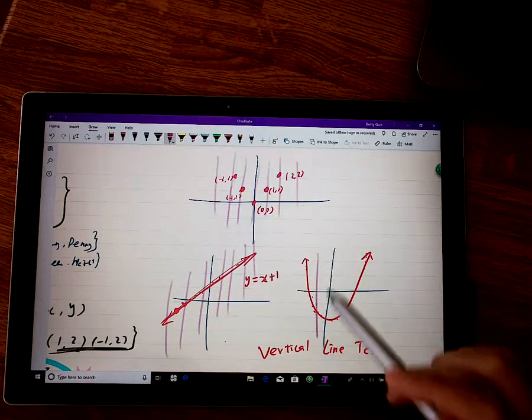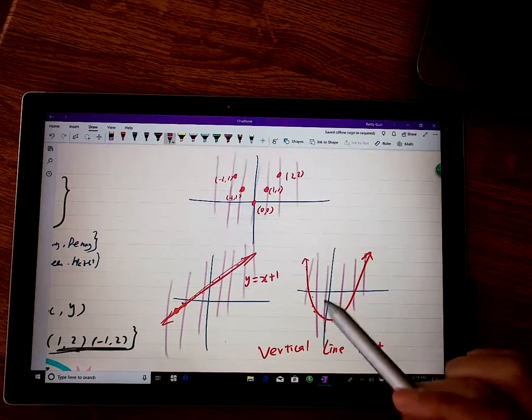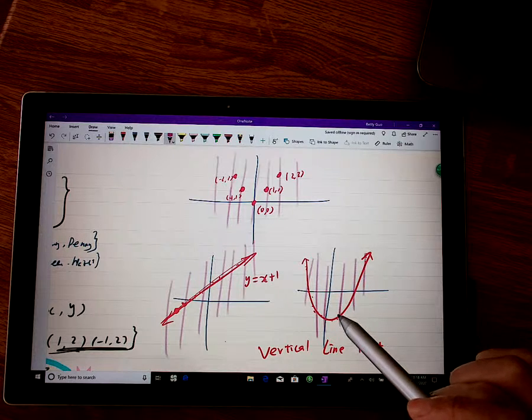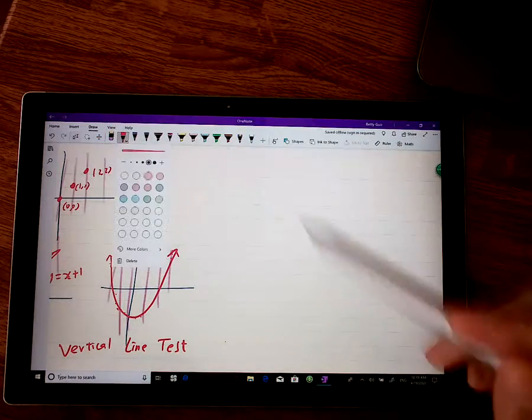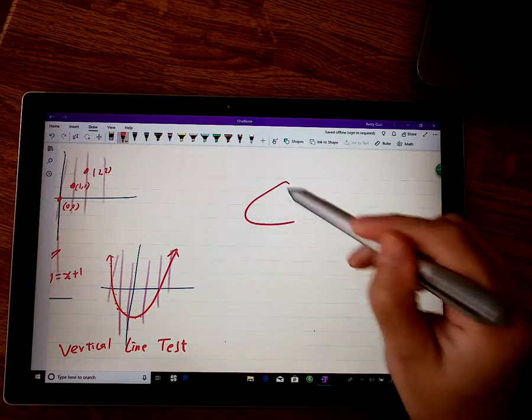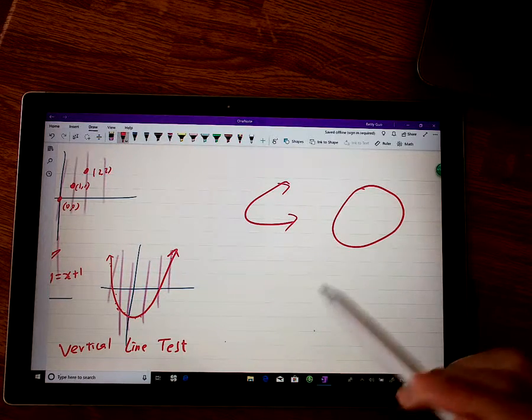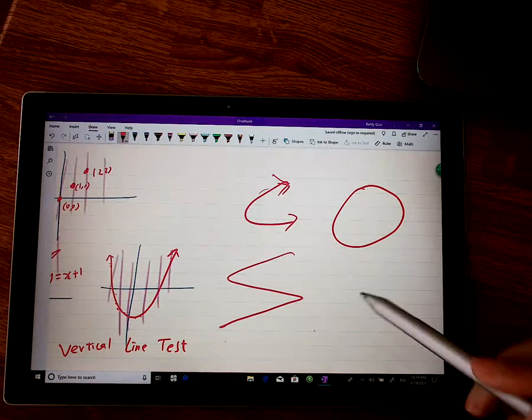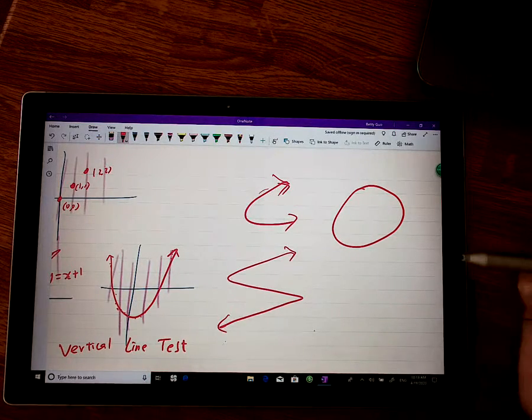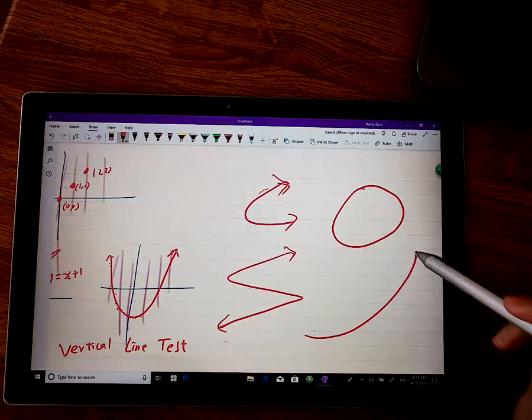And what about this one? The parabola also passes the vertical line test, right? So the parabola is a function as well. Parabola actually represents the second degree polynomial function or quadratic function. And what if I draw more? If I have this graph, or this graph, are they functions or not? Or this graph?